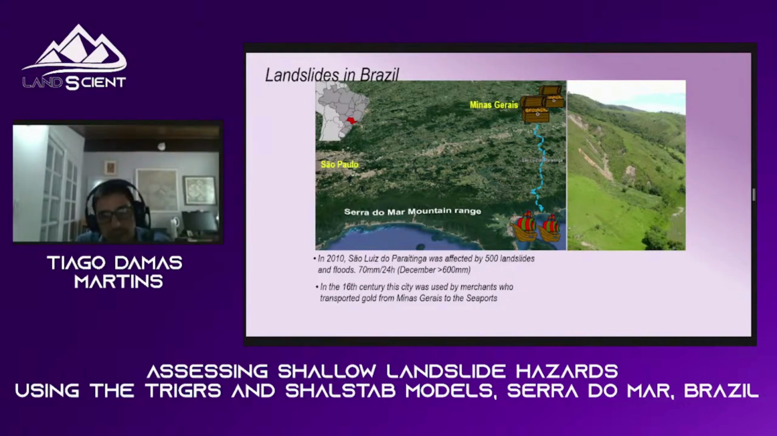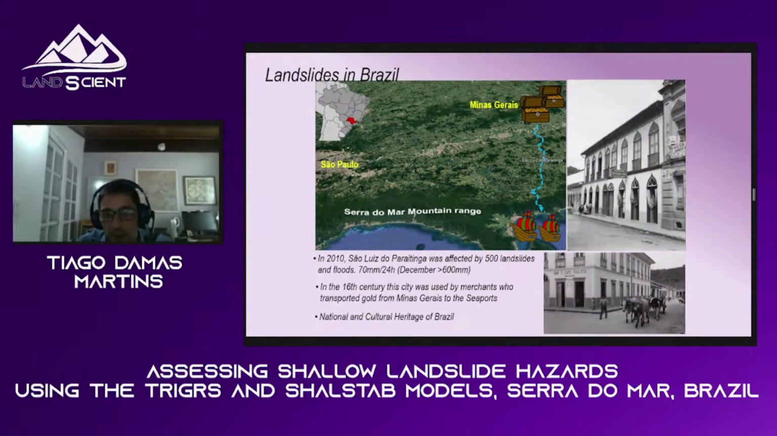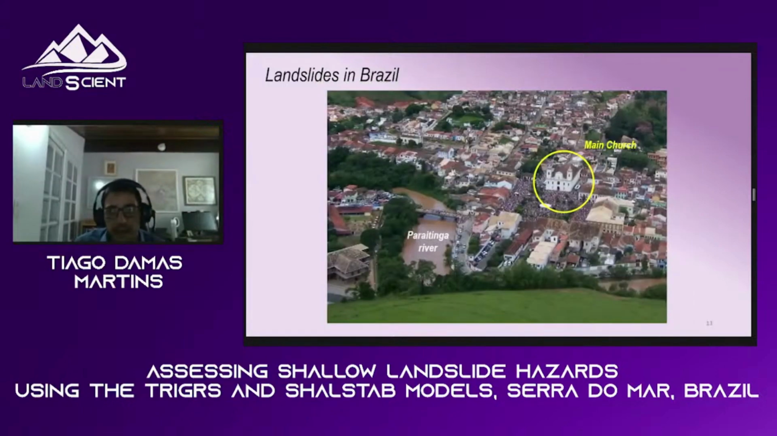So besides all this damage, there is this cultural meaning about the cities that grew along this pathway, and all this historical value and the national and cultural heritage that was built on this path. São Luís do Paraitinga is one of the cities, as you can see in pictures here from the 50s. And also, São Luís do Paraitinga attracts a lot of people because of its folkloric parties.